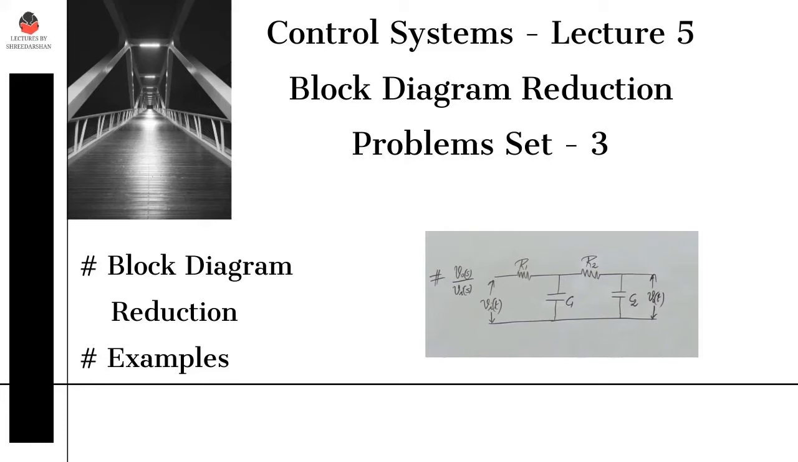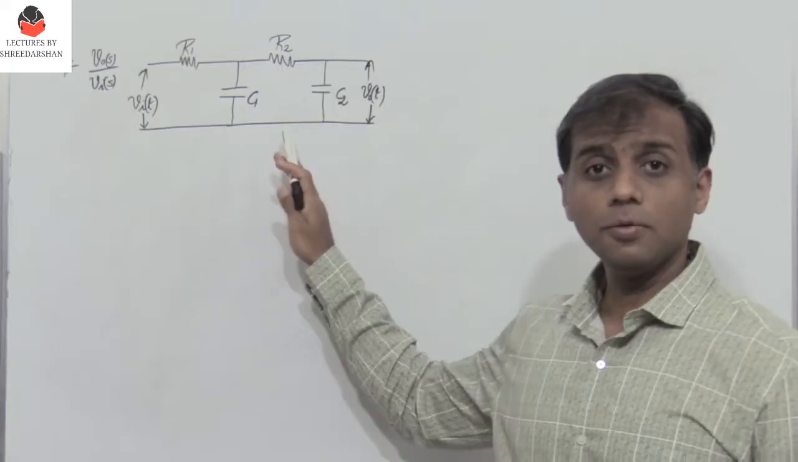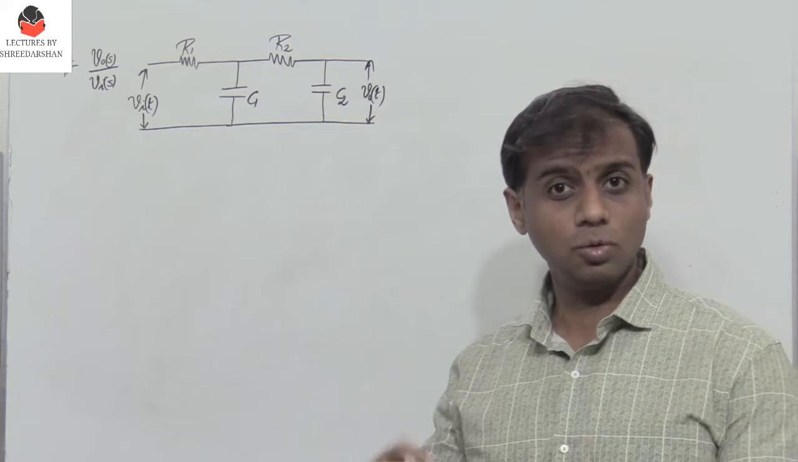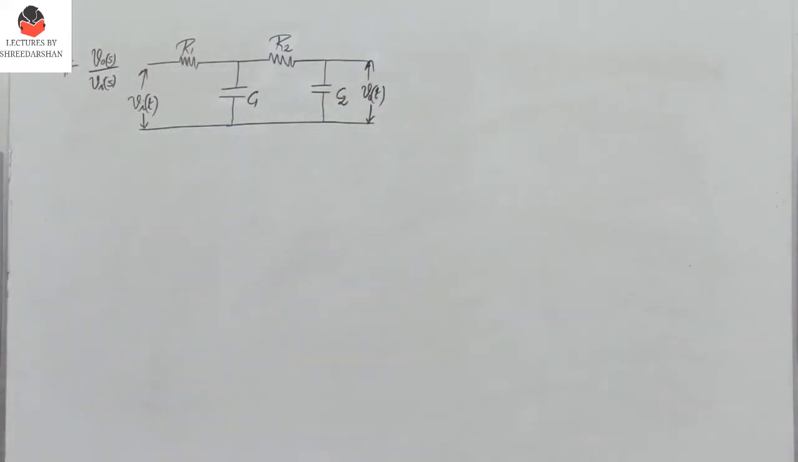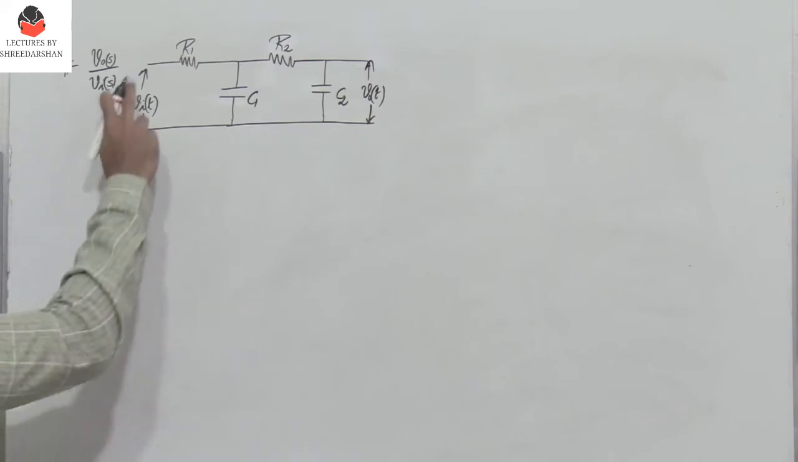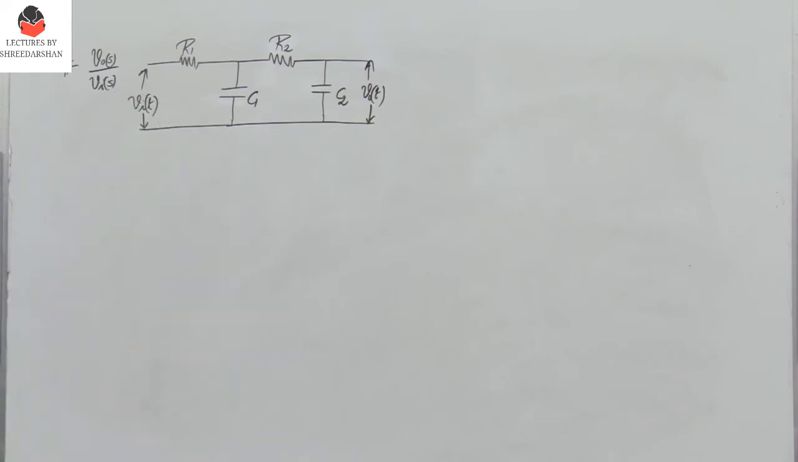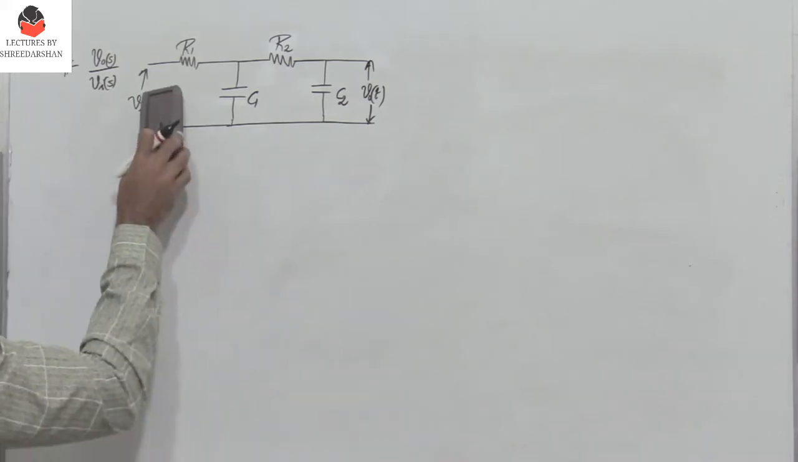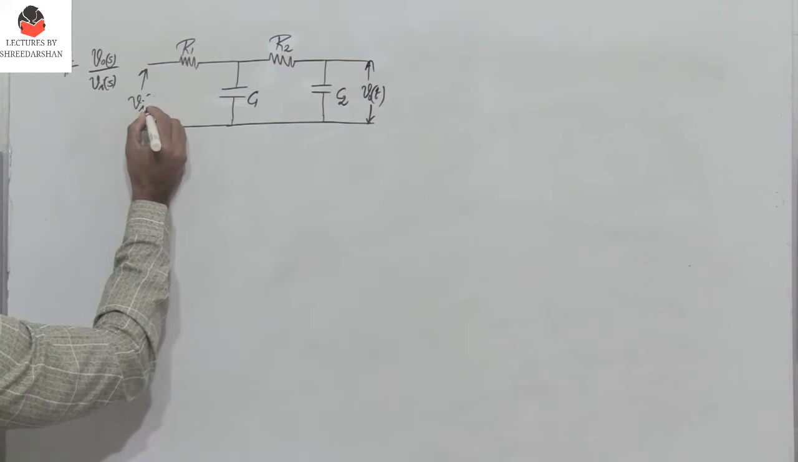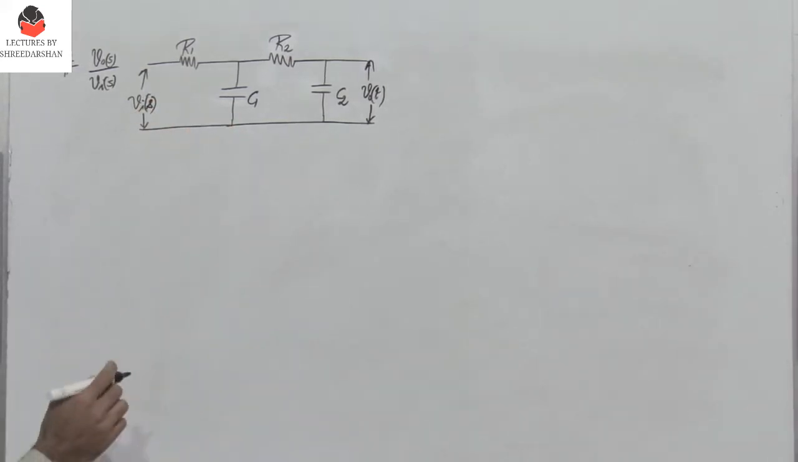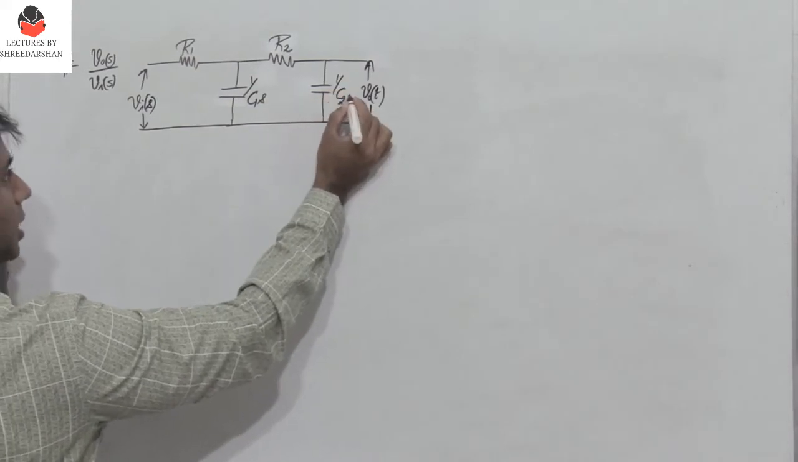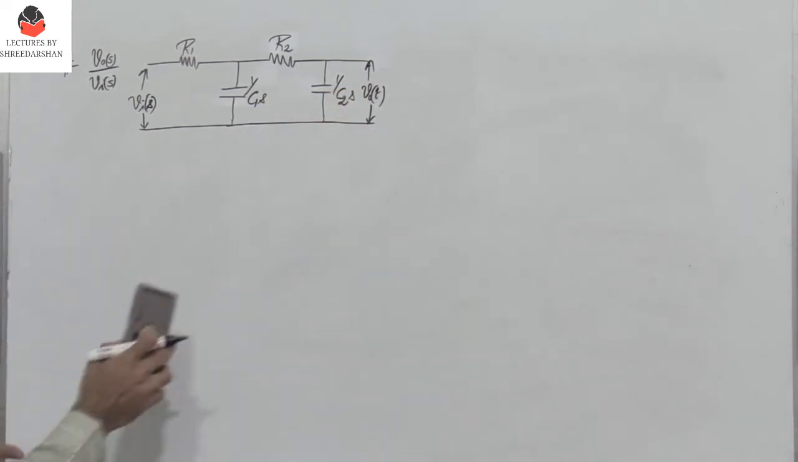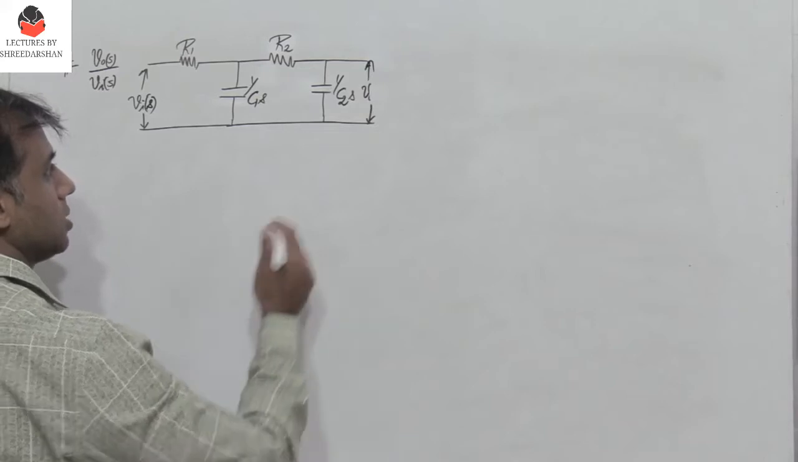In this lecture, let us consider an electric circuit, find the block diagram representation and reduce it. So to find the block diagram representation of this electric circuit, first of all we have to find the Laplace transform of the network. So therefore, Vi of t becomes Vi of s, and then C1 becomes 1 by C1s, and this is 1 by C2s, and the output is V naught of s.